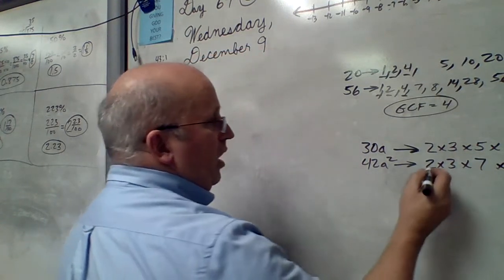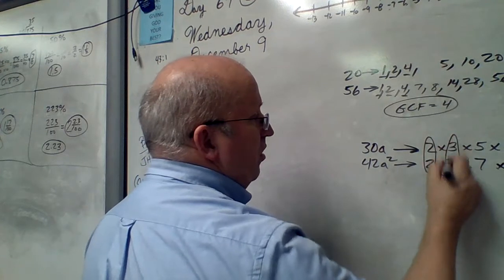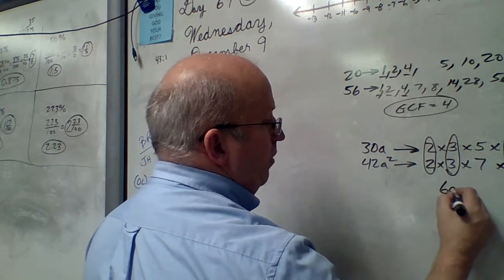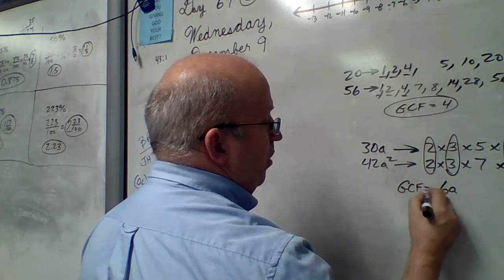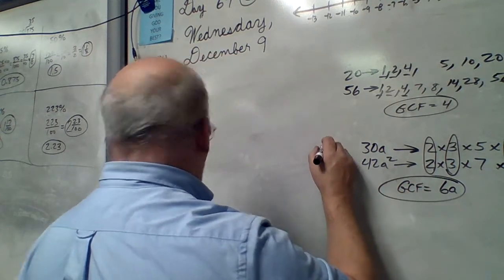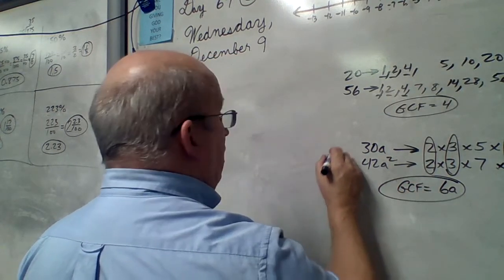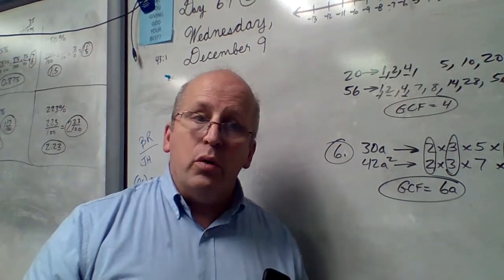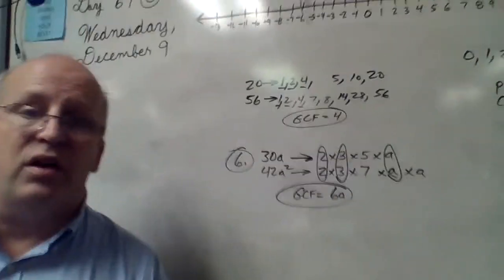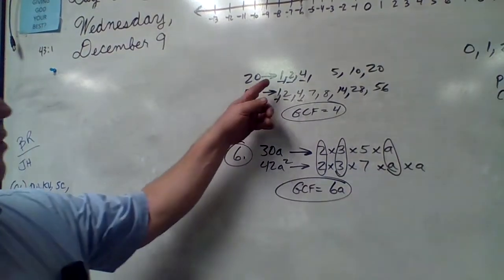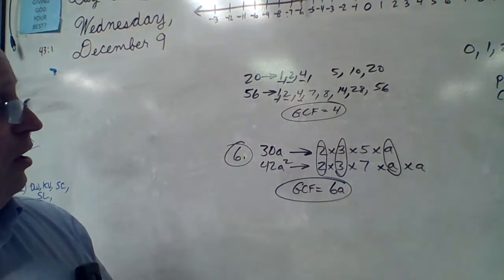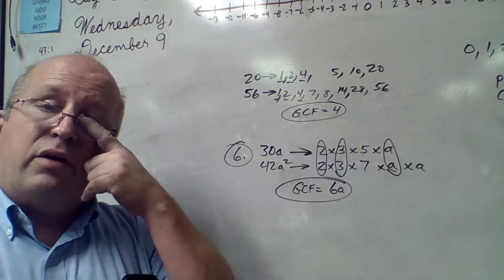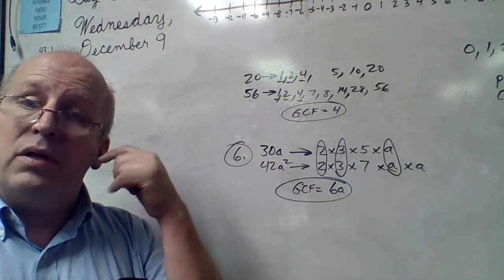Now, what do they have in common? They have a set of 2's, a set of 3's, and they have a set of a's. So my greatest common factor of these two numbers is 6a. And that is the answer to problem 6. I actually did 6 for you. So there's two methods of finding greatest common factor. One method is listing all the factors. Another method is listing the prime factorization and then multiplying together what they have in common.